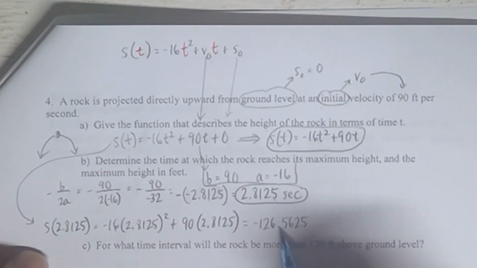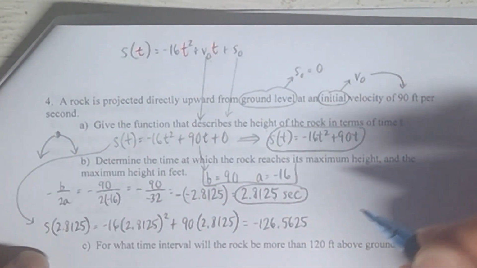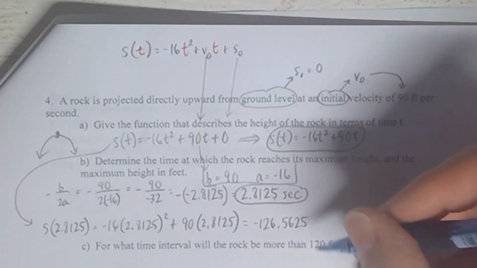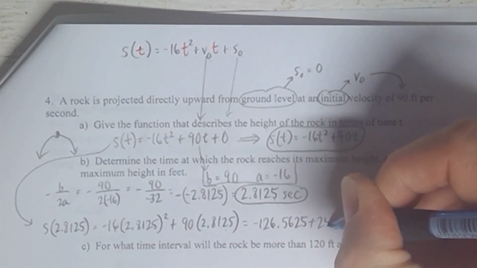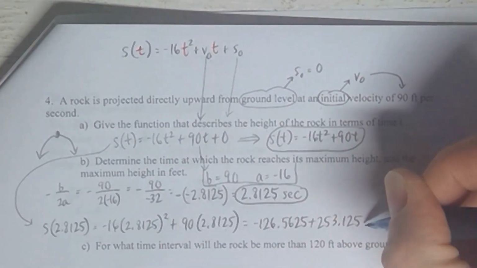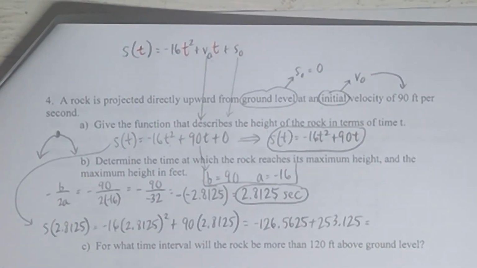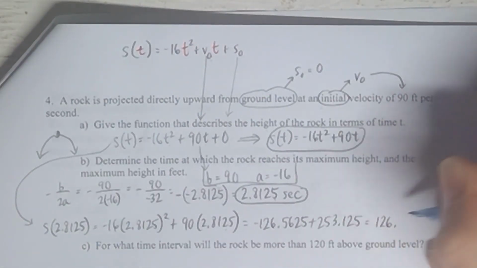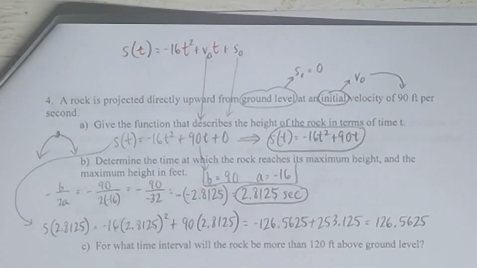Okay, but it ends up being that. You still got to also multiply these two right here, and that's going to end up being 253.125. All right. So if you add those two things together, you end up getting positive 126.5625. That's the maximum height.